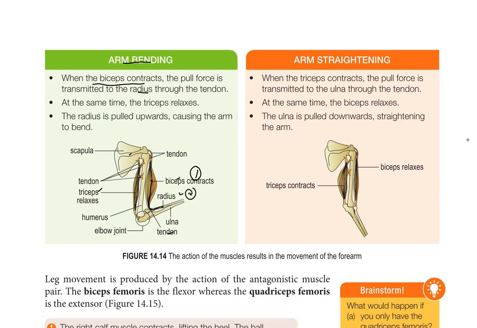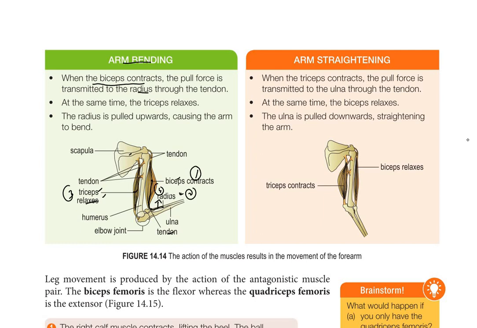And then at the same time, the triceps relax. So the triceps at the same time relax. So what happened? The radius is pulled upwards, causing the arm to bend. So now the radius will be pulled upwards, causing the arm to bend. Okay, so biceps contracts, produce the pull force, and then the pull force is transmitted to the radius, right? And then at the same time the triceps relax, and then the radius is pulled upwards, causing the arm to bend.